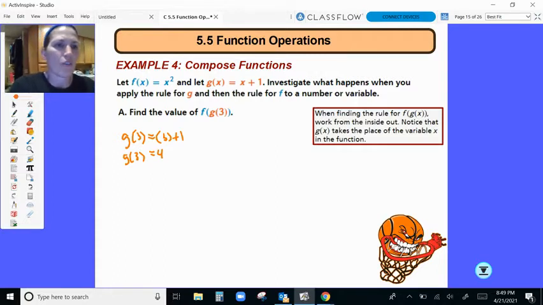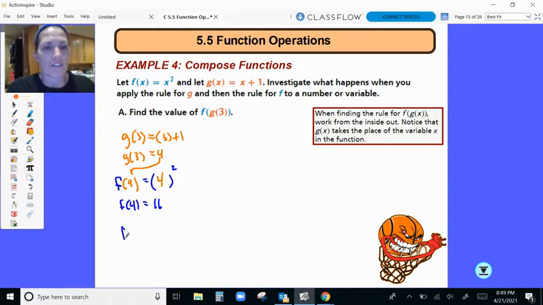Then we take that 4 and plug it into our f of x. So we take f of 4 and evaluate it in the function f. f of 4 equals x squared, so we substitute that 4 we got from the g function in there, and this becomes 16. So f of 4 becomes 16, and f of g of 3 equals 16, because we evaluated g first, took that result, plugged it in for f, and got 16.